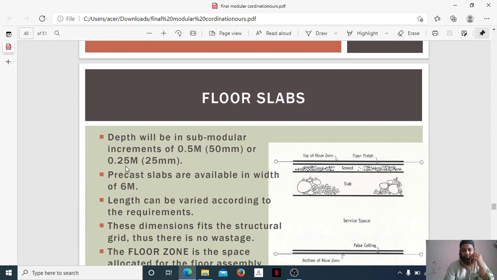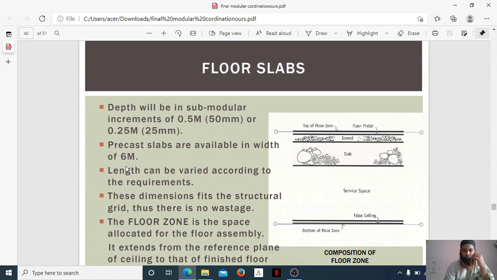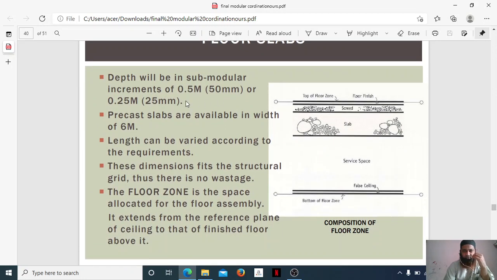Let us see floor slabs, depth of floor slabs. You can see the depth will be in sub-modular increments of 0.5 m, 50 mm, and 0.2 m. As I told you, everything is being marked with this m only, units of m. So depending on whatever our need is, the depth of the floor, we'll just be marking it here, and this grid will be formed. You can see top of floor zone, floor finish, slab, service space, false ceiling, everything has been marked.